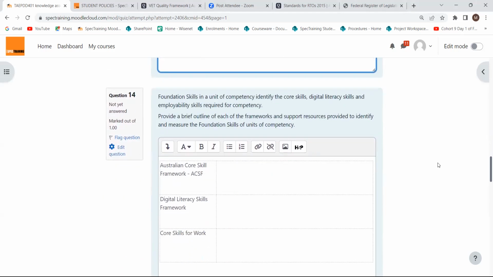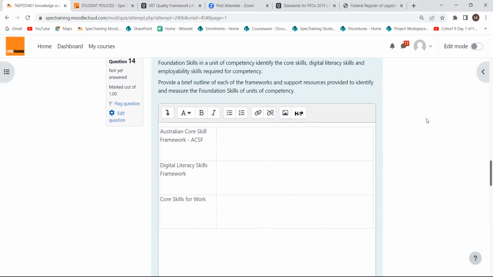All right, so coming down, we've got number 14. It says foundation skills in a unit of competency: identify the core skills, digital literacy skills, and employability skills for a required unit of competency. Provide a brief outline of each of the frameworks and support resources provided to identify and measure the foundation skills of units of competency. Okay, so essentially what you can do is go to Google and type in ACSF, and see what comes up.